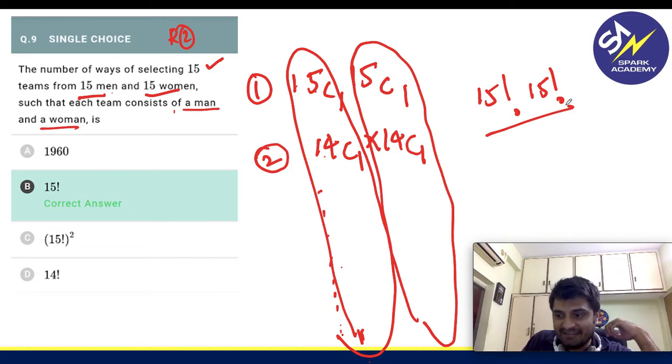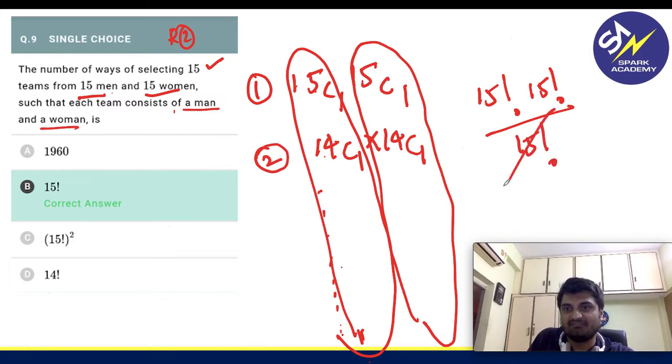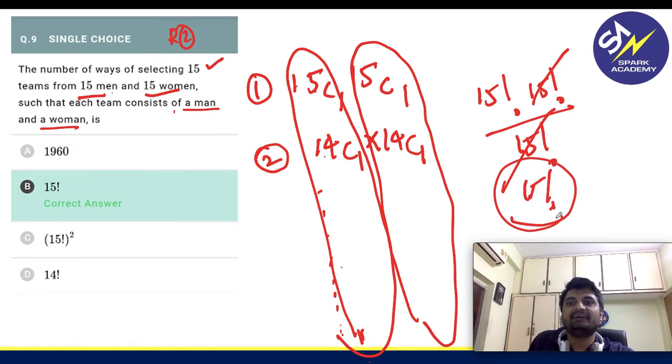Now, how many teams do we need, right? We need how many teams basically? We need 15 teams, right? So again, those can be arranged in how many? 15 factorial ways. 15 factorial, 15 factorial cancelled. So I can get it as 15 factorial ways.